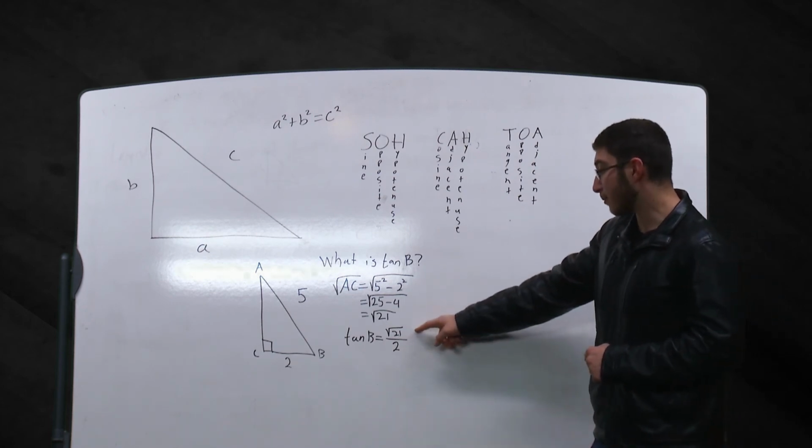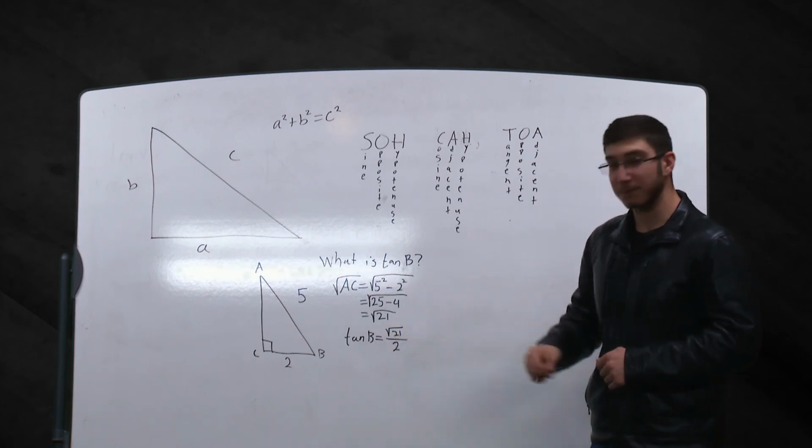So our tangent of B is just the square root of 21 divided by 2.